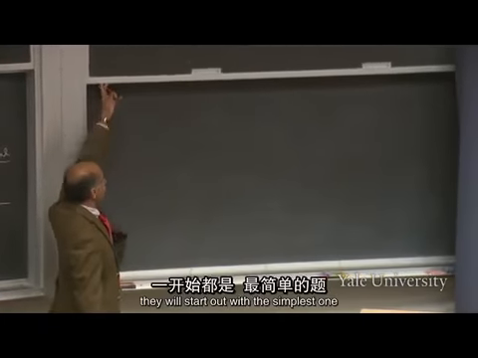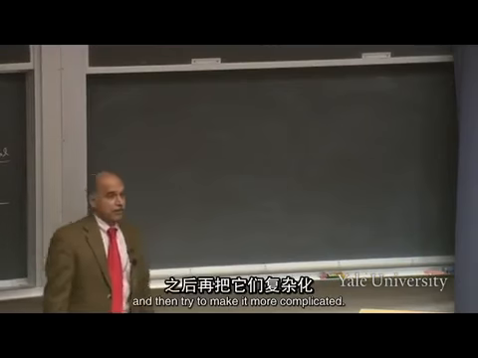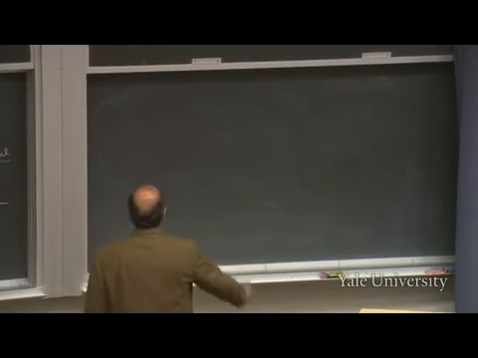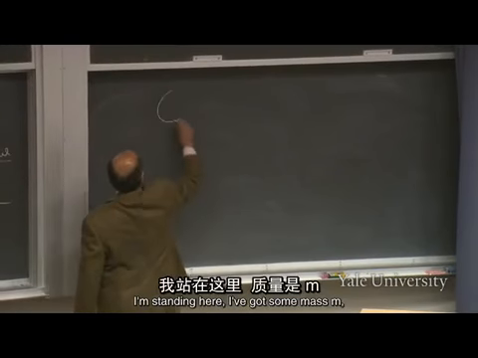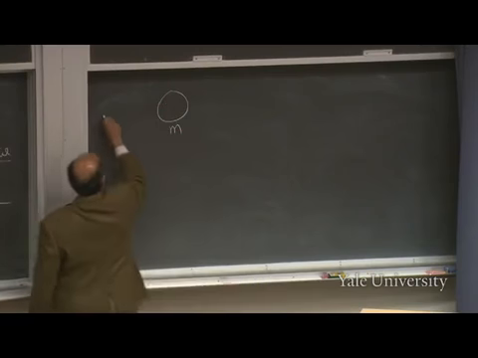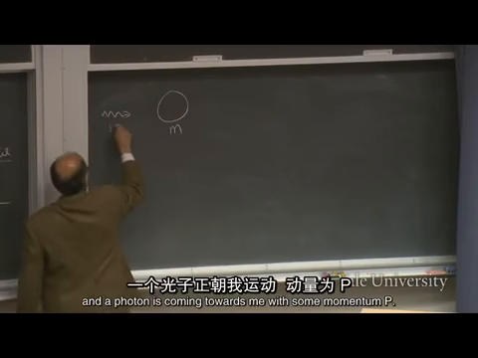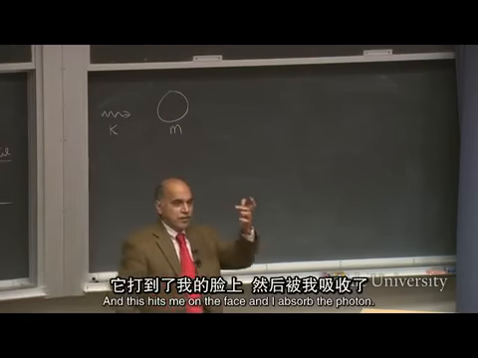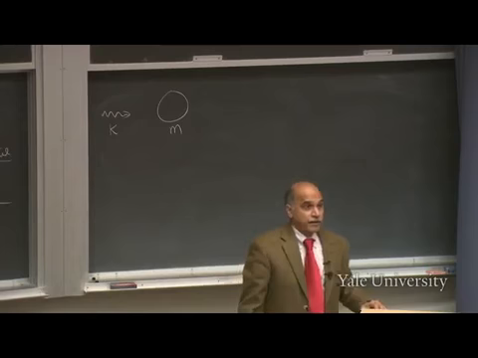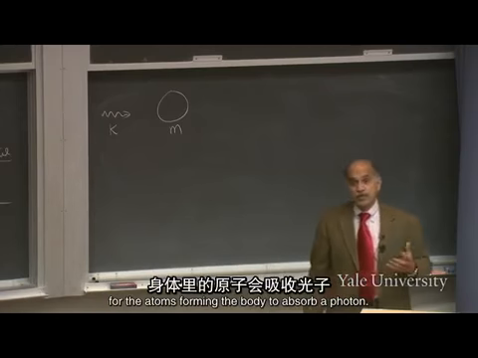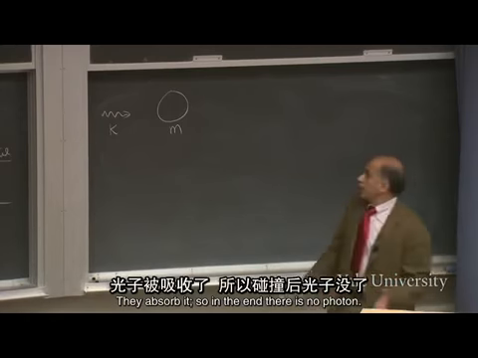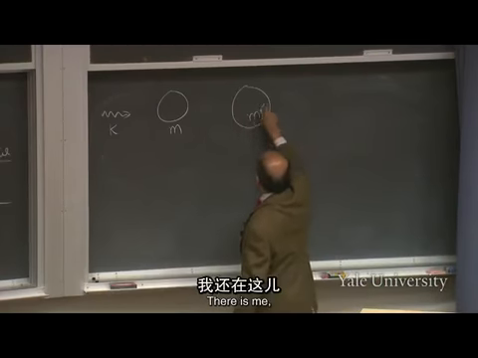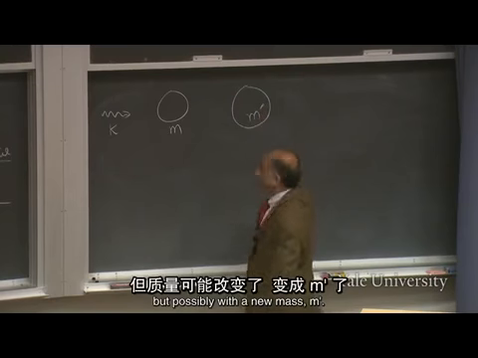So as usual, we will start out with the simplest one and then try to make it more complicated. So the first problem is this. I'm standing here, I've got some mass m, and a photon is coming towards me with some momentum p. And it just hits me on the face and I absorb the photon. It's completely possible for the atoms forming my body to absorb a photon. They absorb it. So in the end, there is no photon, there is just me, but possibly with a new mass, m prime.